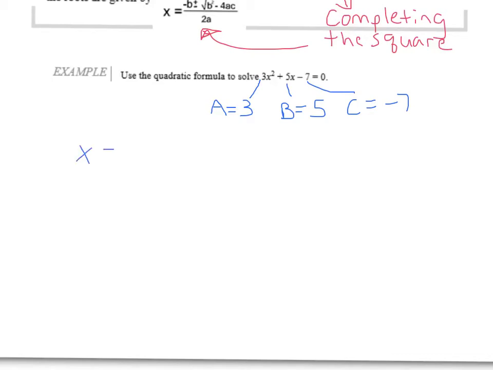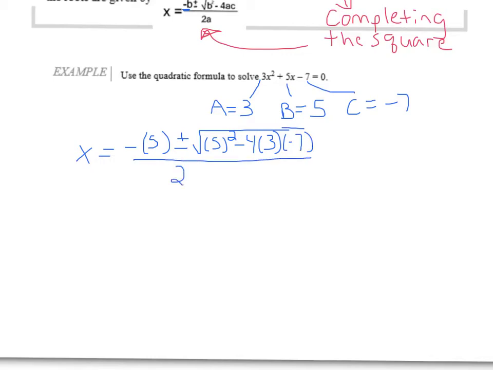So x equals negative, and I always put everything in parentheses so that I don't miss a sign. B, which is 5, so that's what we got up here, negative b, plus or minus the square root of b squared, so I have 5 again, squared, minus 4 times a, which we said was 3, and c, which we said was -7, all over 2 times a, which we said was 3.